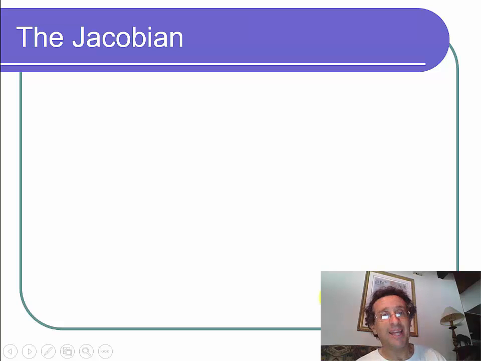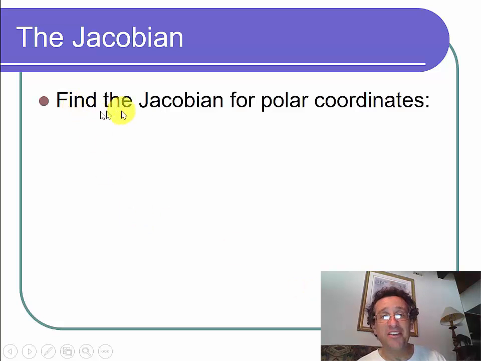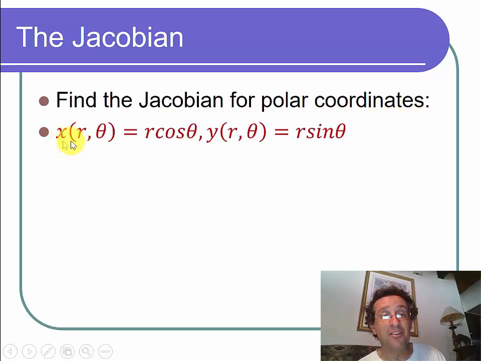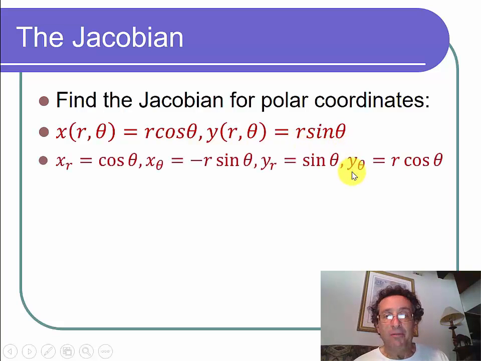So here's an example, and it's the one example we have seen already. The question is, find the Jacobian for polar coordinates. So polar coordinates, if you remember, are x of r theta is r cosine theta, and y of r theta is equal to r sine theta. We take the derivatives. The partial derivative with respect to r of x is just cosine theta. The partial derivative of x with respect to theta, the derivative of the cosine theta is negative the sine theta. The r is a constant, it stays there.